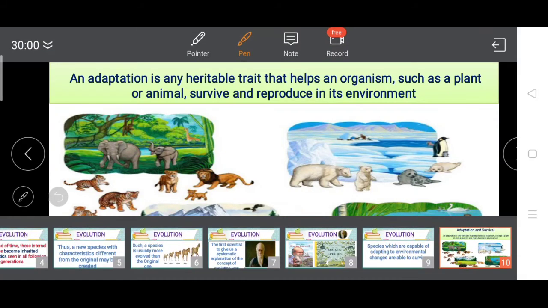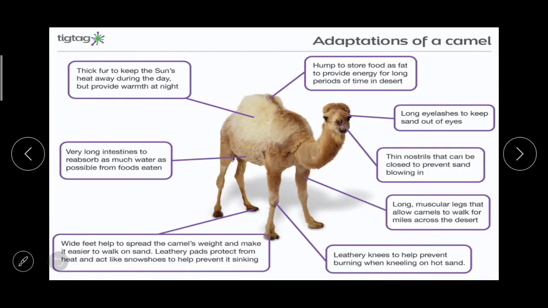For example, the best example of this is the camel. Camel survived in the changing atmosphere because camel could adapt with the environment. For example, humps to store food as fat to provide energy for long periods of time in desert. Long eyelashes to keep sand out of eyes. Thin nostrils that can be closed to prevent sand blowing in. Then the long muscular legs that allow camels to walk for miles across the desert.